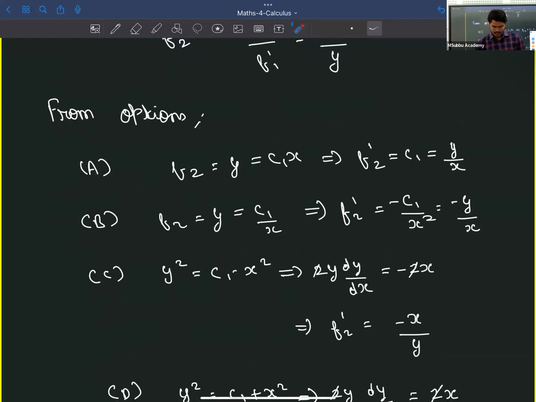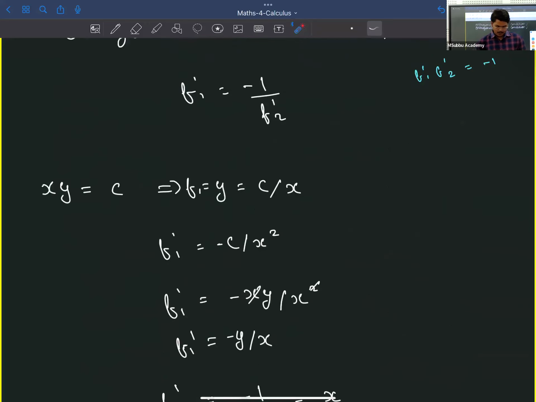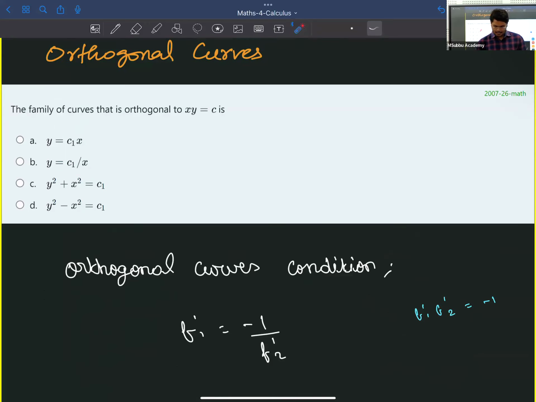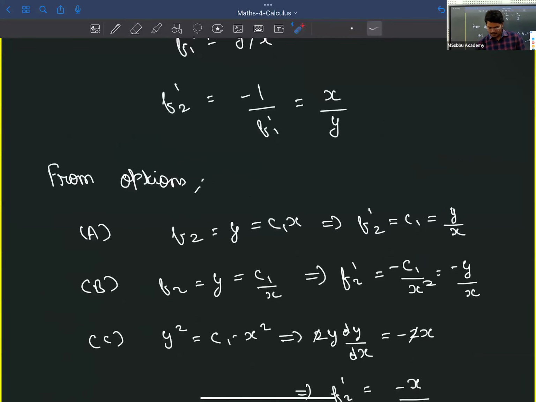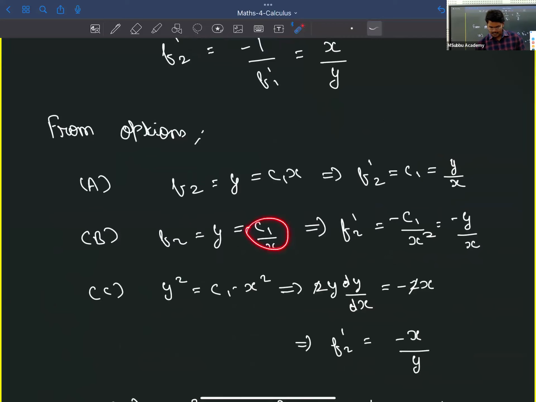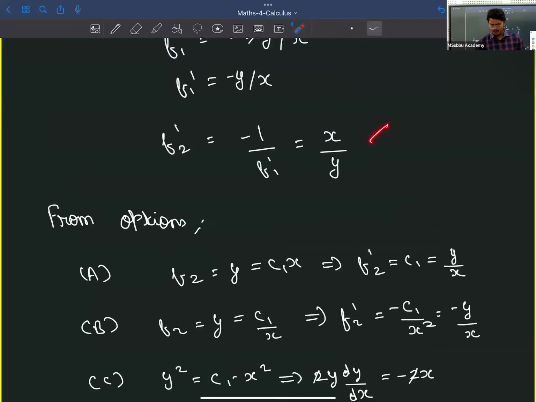Again, take f2, which is nothing but function 2 for this term, c1 by x. When you solve for c1 by x here, f2 dash, differentiating with respect to x, we get minus 1 by x square. Again substitute c1 here, which gives you y into x. So this x and that c1 x get cancelled. So you get minus y by x. But what we want is f2 dash to be x by y.